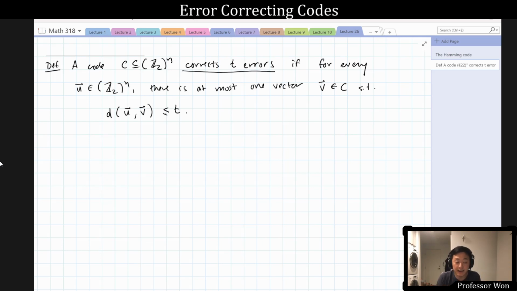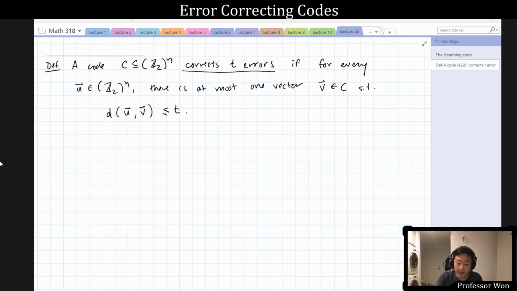If you want to correct t errors, well, introducing t errors means you make t bit flips. Introducing t bit flips means that you walked a distance of t along the edges of the unit cube. So if there's only one vector that's within t of u, the message that you receive, then you know exactly which vector it came from. You actually know exactly which vector was sent to you. So that's why we use this terminology for correcting t errors. Again, this just means that for every single vector in Z_2^n, there's only one vector within t units of it. Now, what does that mean about the vectors in C?